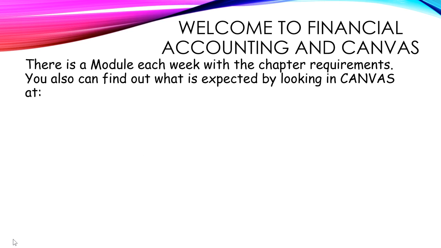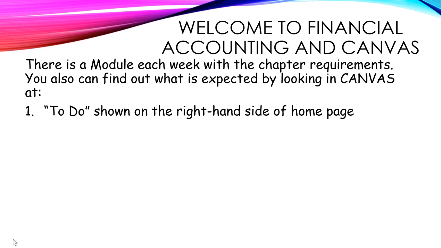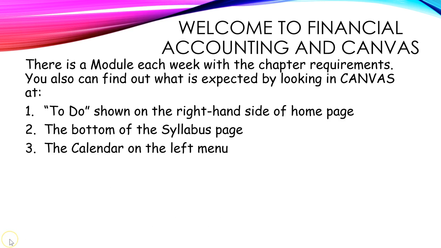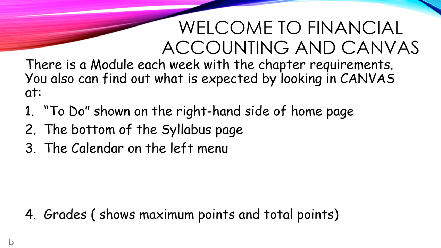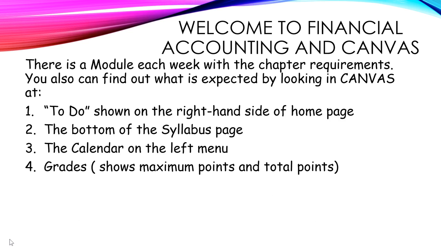Now, we're working in Canvas. This is my second semester using Canvas, and I actually really like it. So, to do, shown on the right-hand side of the home page, this is where you're going to find your requirements. Also, you can go to the bottom of the syllabus page. It lists everything that's due. Or go to the calendar on the left menu. Or grades. It'll tell you the maximum points and total points for each assignment.